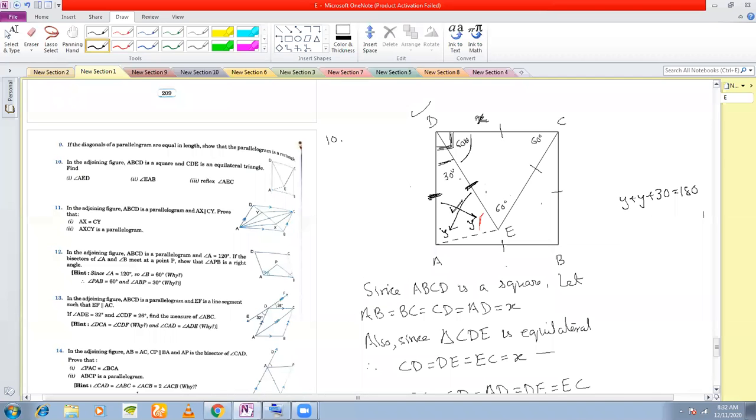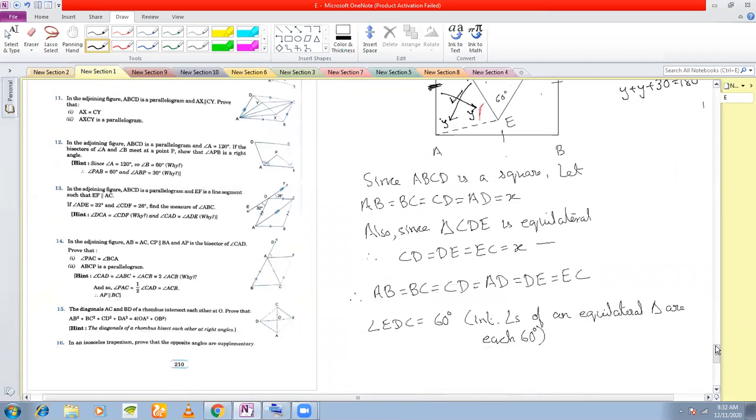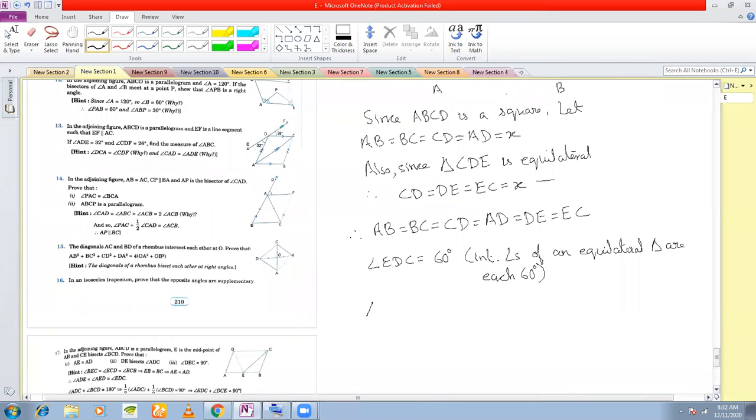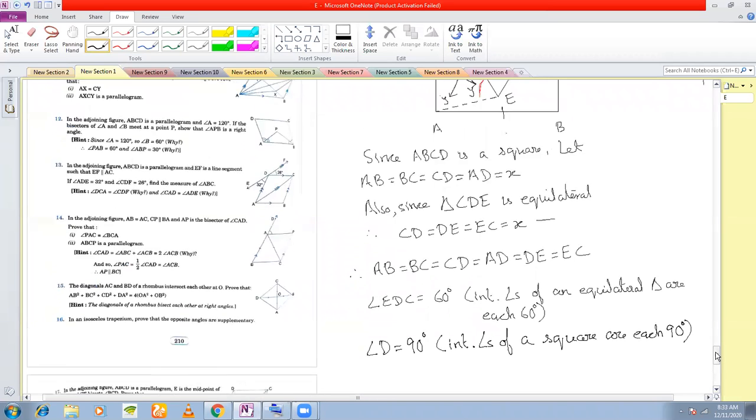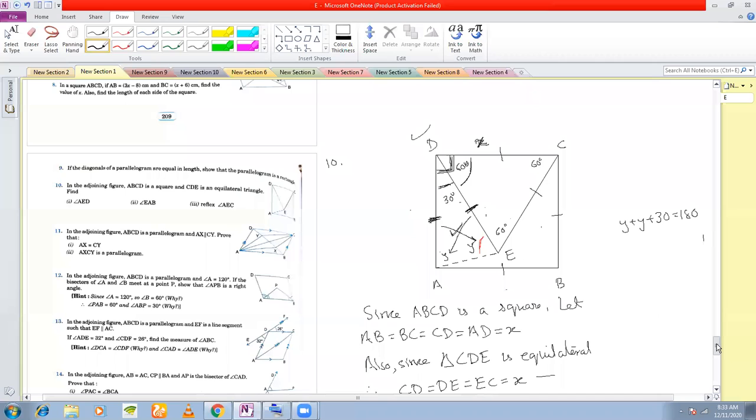We now say that this angle here, let's call it angle D. Angle D is equal to 90 degrees because interior angles of a square are each 90 degrees, right?